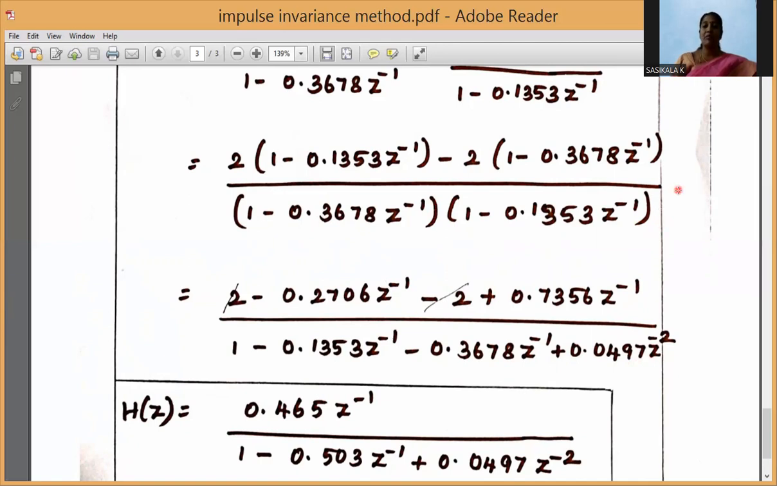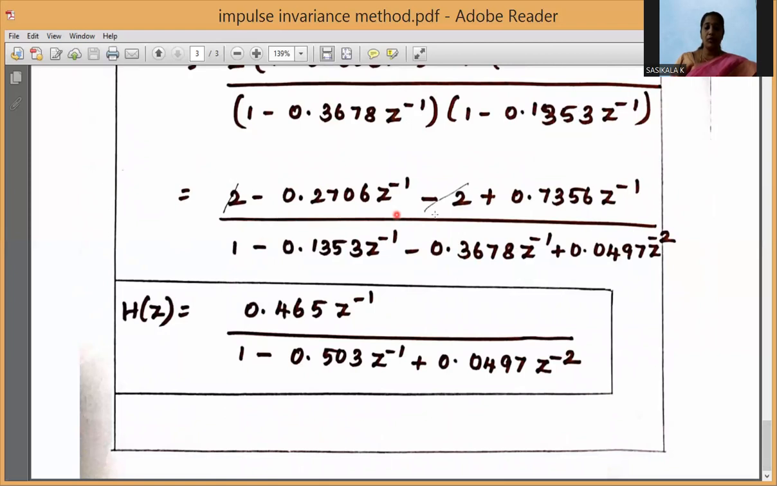What you have to do is add the power terms. z power minus 1 plus z power minus 1, you will be getting z power minus 2. Here this 2 term is cancelled, that is, 2 and minus 2 will get cancelled. When you subtract 0.7356 and 0.2706, you will be getting 0.465 z inverse, divided by 1. And when you add these two terms, that is 0.1353 and 0.3678, you will be getting minus 0.503 z inverse plus 0.0497 z power minus 2.